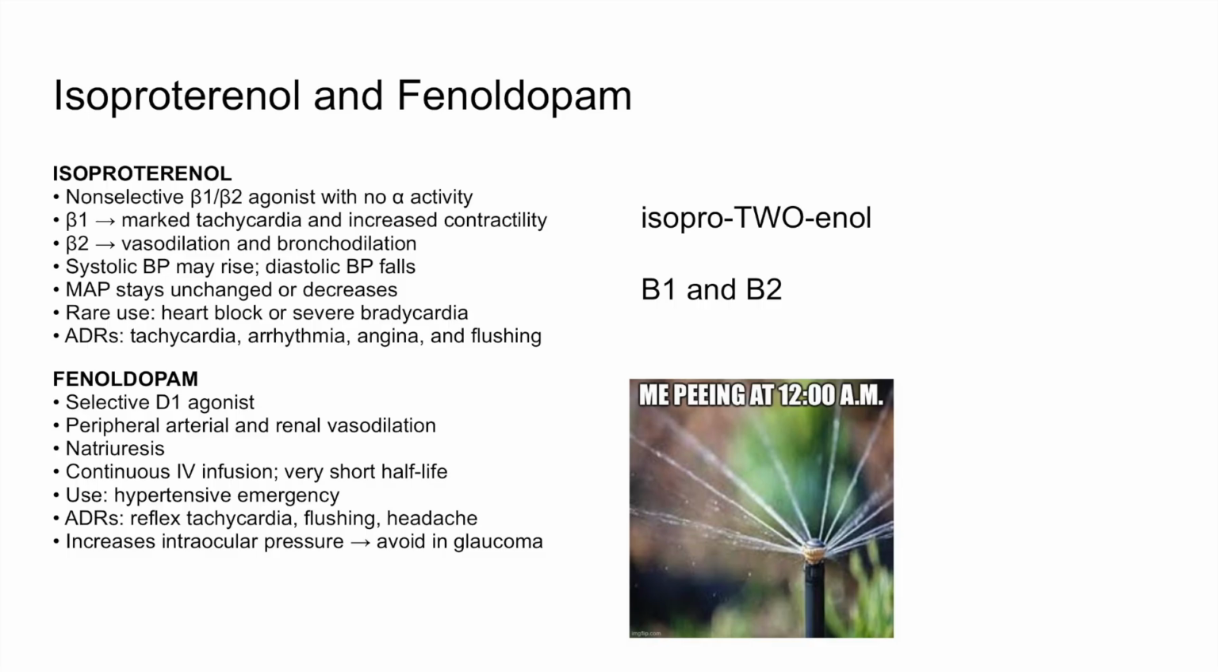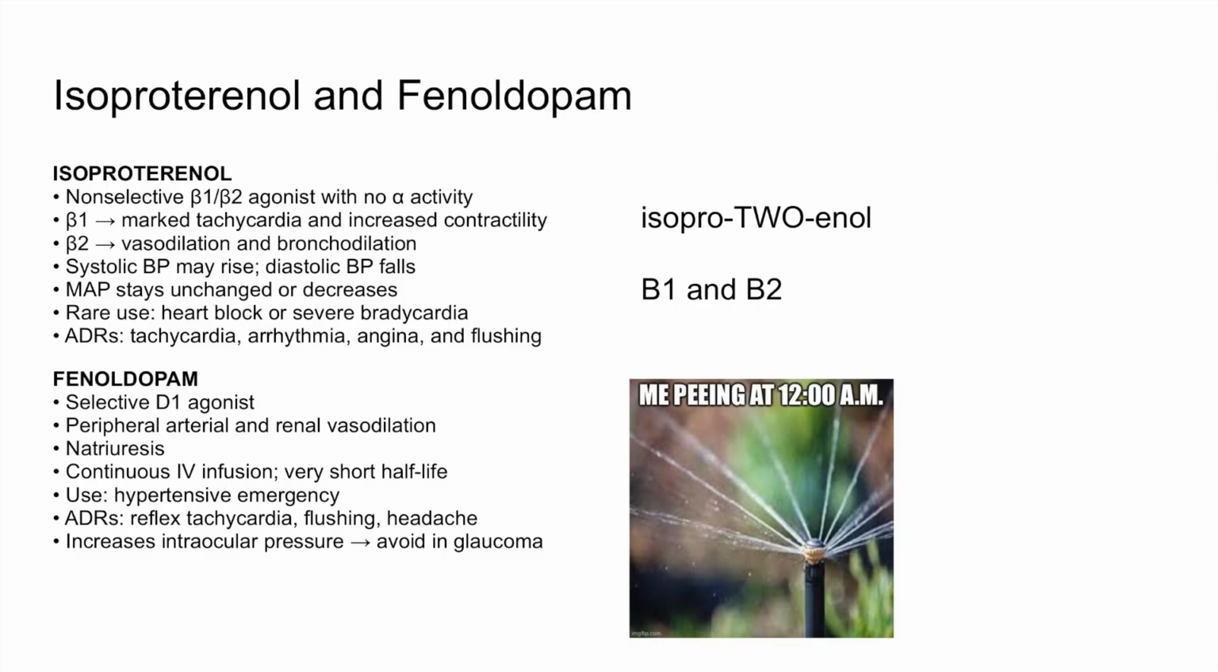And the way I like to remember these is isoproterenol, and that reminds me that it's beta-1 and beta-2 that it is an agonist for. Whereas fenoldopam, it's the only D1 agonist that my program needs me to remember, so it's kind of easy to remember in that regard.